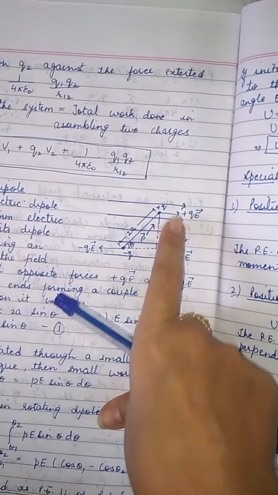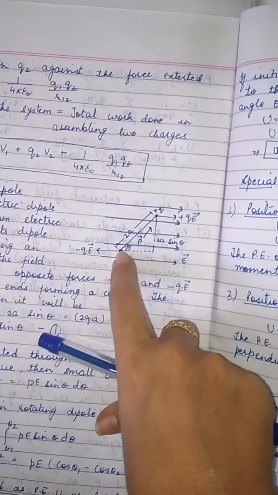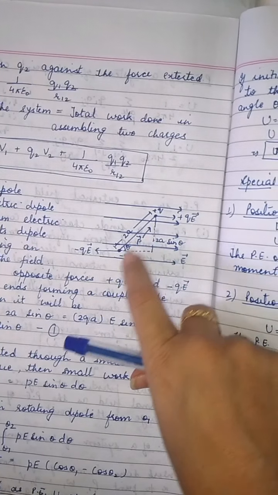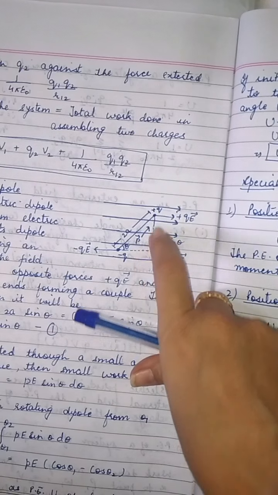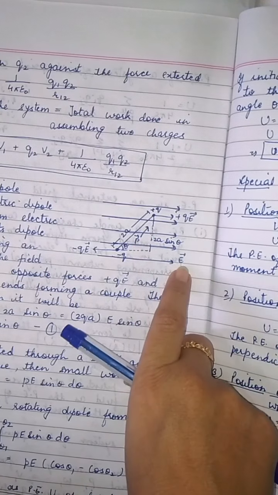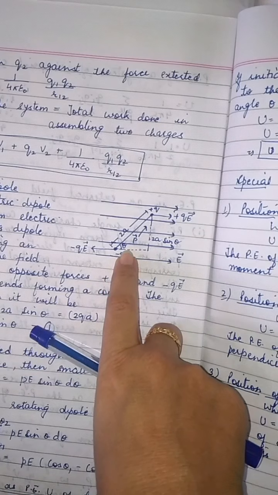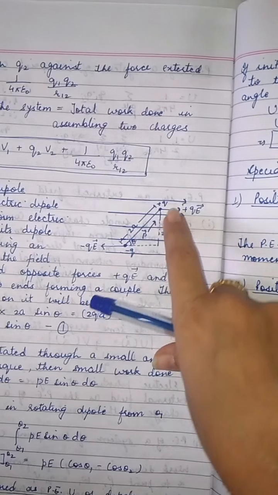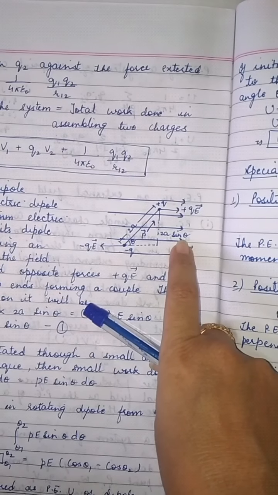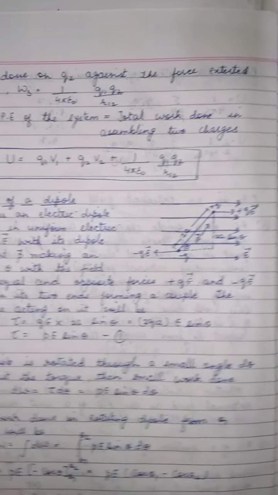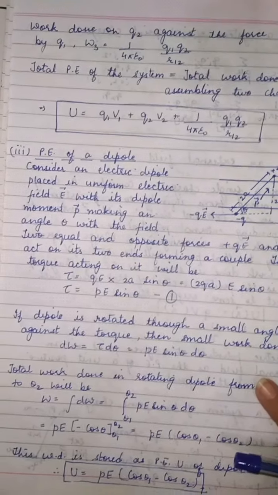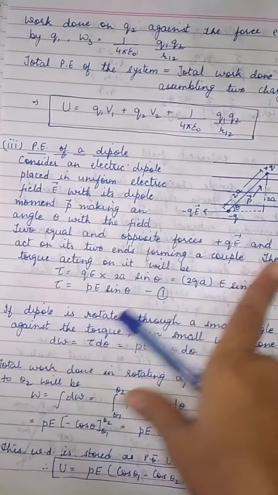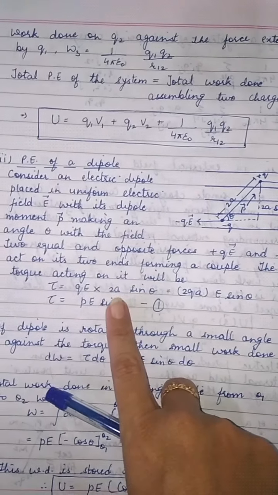Let the angle between the electric field and the dipole moment be theta. This is the direction of the dipole moment, that is from minus Q to plus Q. So the angle between the dipole moment and the electric field is theta. The length of the dipole is 2a, so this perpendicular is 2a sine theta. Now this is a description of the diagram. I have already explained it.